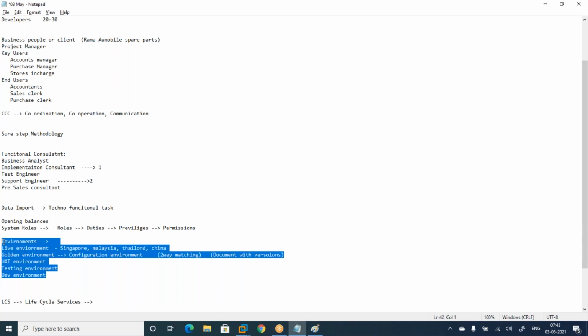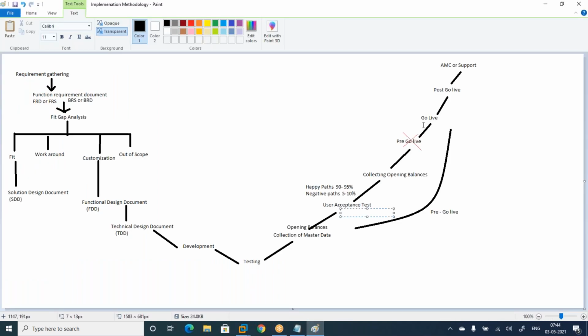Satya, one question before we move to the next topic. Opening balances: assuming you're typically implementing finance and time and labor, what opening balances would you expect to load into the system before you go live?